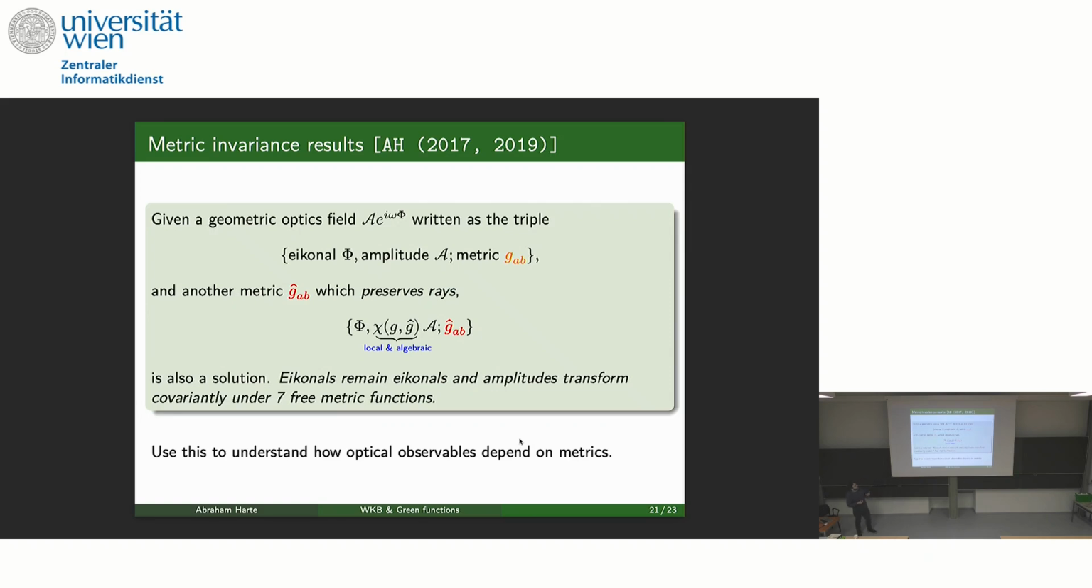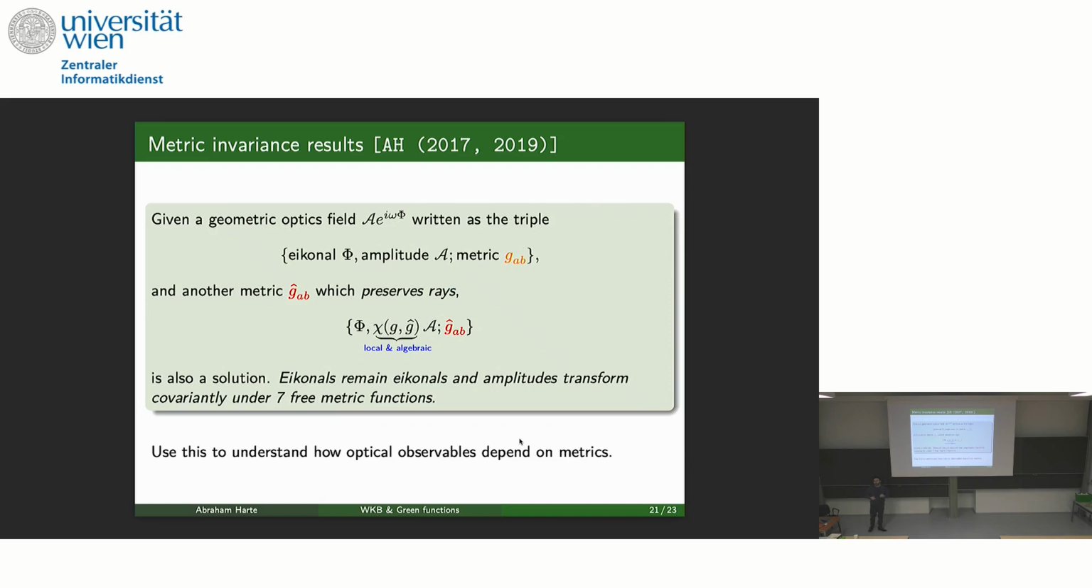Then I could ask, what happens if I change the metric? You could say, go back to first principles and just recompute everything and see what happens. But let's suppose that we don't do that. Let's say we choose a different metric in a particular way that preserves the rays. I won't get into what that means, but if you do this, it turns out this is basically still a solution.